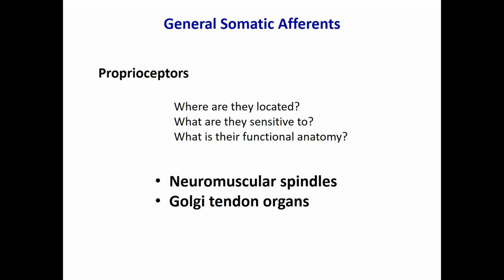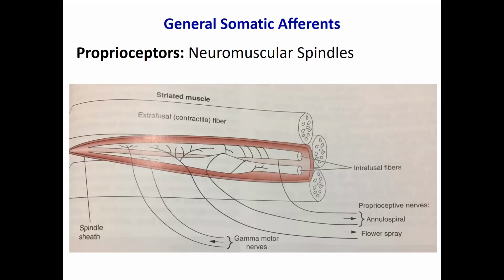One is the neuromuscular spindle and the other is the Golgi tendon organ. The neuromuscular spindles are present in the intrafusal fibers in the skeletal muscles. If this is the whole skeletal muscle, then the regular extrafusal contractile fibers are the skeletal muscle fibers. Embedded within these typical fibers are specialized intrafusal fibers. These are also skeletal muscle fibers, but specialized because they have specialized nerve endings associated with them, and these nerve endings together make the neuromuscular spindle.